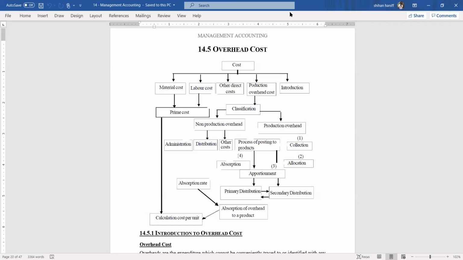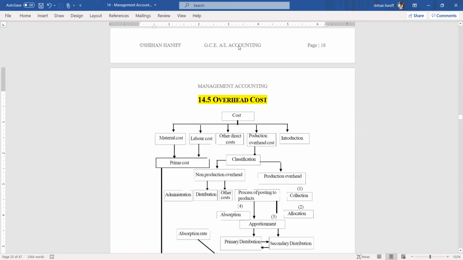Very good evening. So today we have to start the overhead costing. So in management accounting, there are three main areas. One is material cost. The second one is the labor cost. And the third one is the overhead cost.